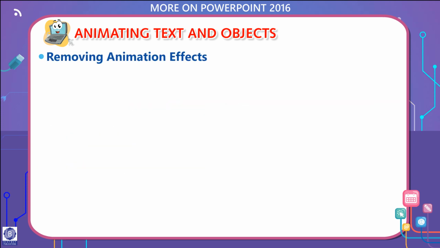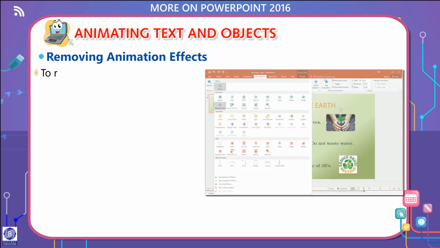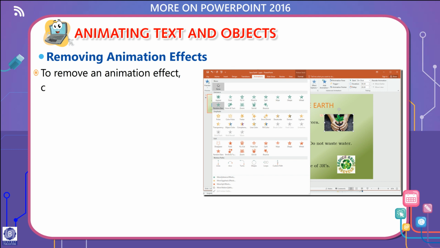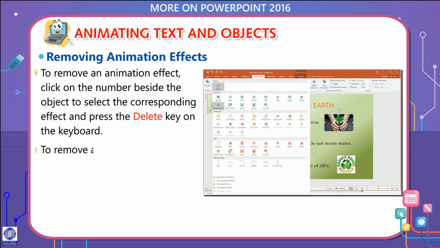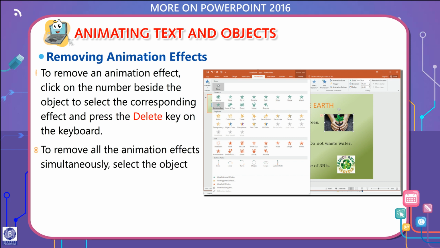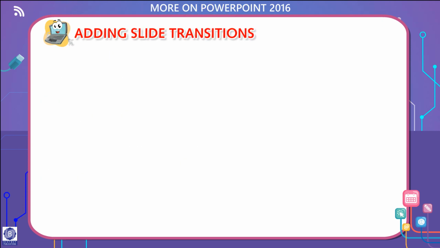Removing animation effects. You can also remove the animation effects added to an object anytime. To remove an animation effect, click on the number beside the object to select the corresponding effect and press the Delete key on the keyboard. To remove all the animation effects simultaneously, select the object and click None at the top of the gallery of animation effects.